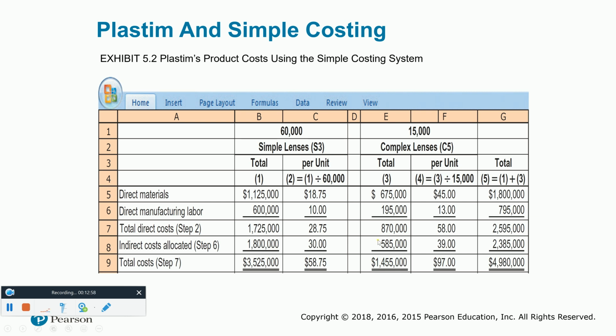according to your textbook, it took 9,750 hours to make the complex lenses. 9,750 times 30 will get you the 585. So using the very simple allocation method, the simple lenses are going to get total cost of $3,525,000. The complex lenses a total of $1,455,000 for a grand total of $4,980,000.